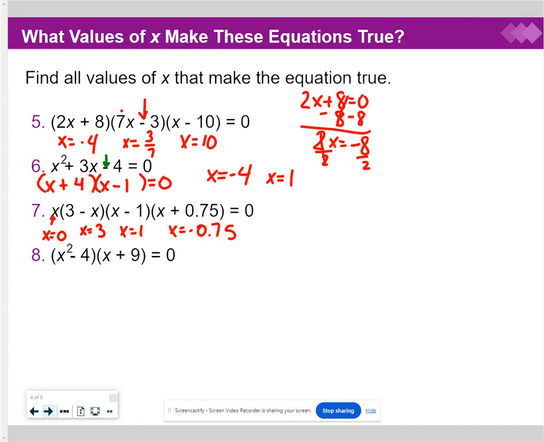Okay, for number 8, this is not the same as number 3, where the square was outside the parentheses, so the whole quantity was getting squared. That x squared minus 4 is that sum and difference pattern that I have to factor first. So this would have to be changed into, I'm going to keep this x plus 9 over here. The x squared minus 4 would be an x and an x. Because it's a minus 4, that's going to be a plus and a minus.